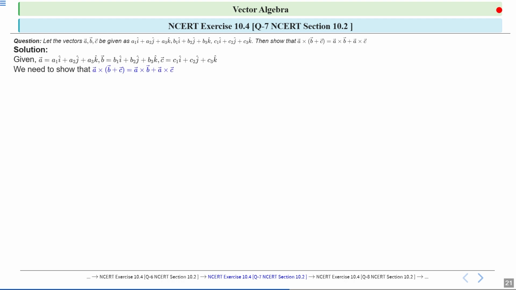Okay. Now let's see what we need to prove here: that A vector cross B vector plus C vector is equal to A vector cross B vector plus A vector cross C vector. Now on taking LHS, it will be equal to A vector cross B vector plus C vector, A vector cross B vector plus C vector.